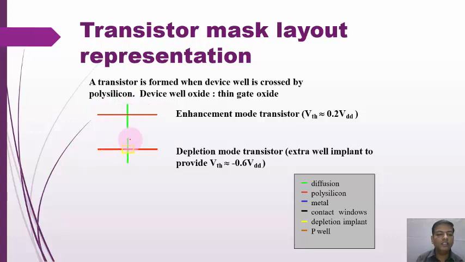Here again drain and source are there, and in between that the polysilicon layer is there, and this yellow color depletion implant is there. So to implement the depletion mode type of MOSFET, you have to implant the yellow color depletion mode implant. So it is an enhancement mode transistor, no implant over there. Enhancement mode transistor, threshold voltage is 0.2 VDD, and depletion mode transistor has an extra well implant to provide VTH equal to minus 0.6 VDD.